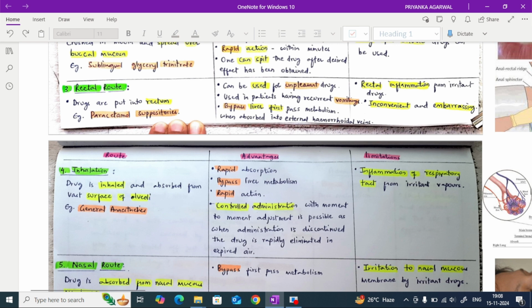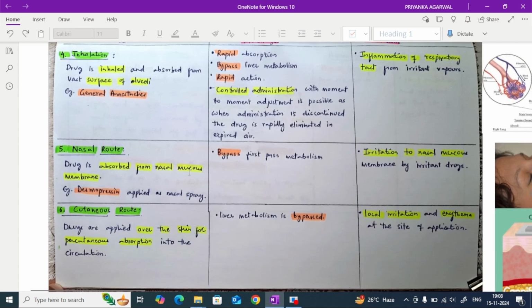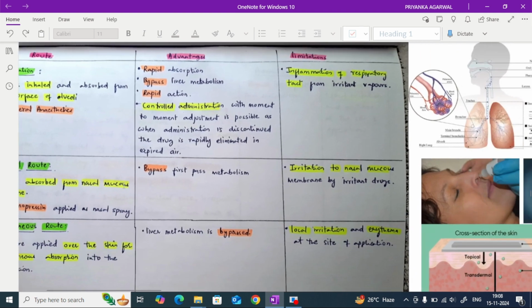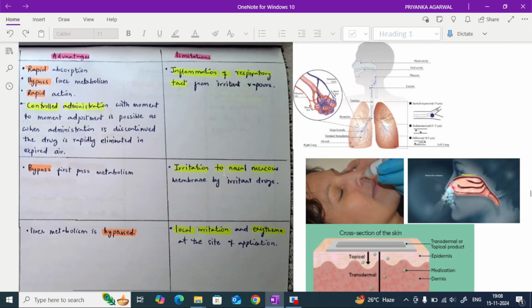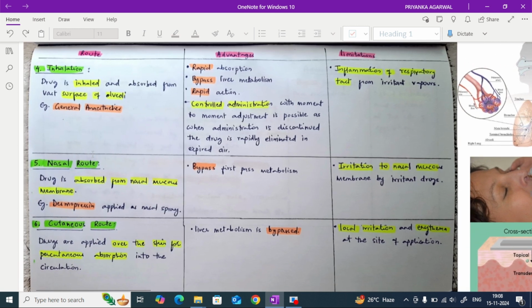Okay, so it's easy, right? Now coming to nasal route. So drug is absorbed from nasal mucous membrane here. So there is a difference between inhalation and nasal. Inhalation means drug is reaching the lungs. Okay, nasal means drug is absorbed through the nasal cavity. It is not reaching the lungs. So that is the difference between inhalation and nasal route. So drug is absorbed from the nasal mucous membrane.